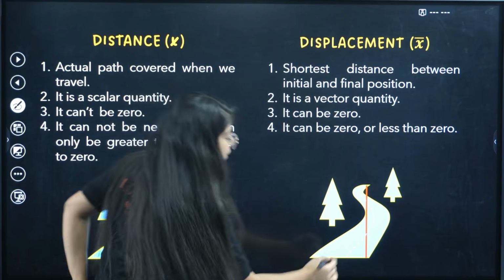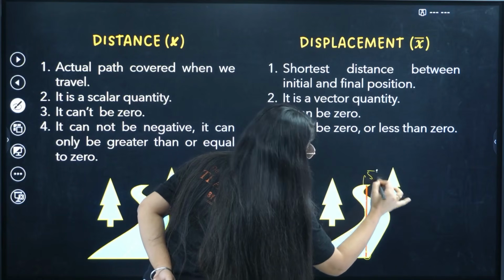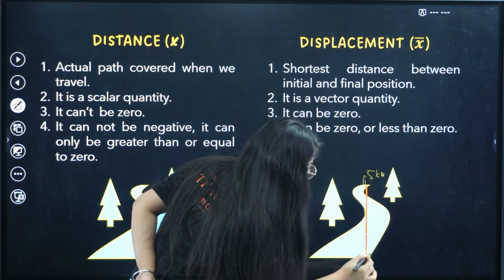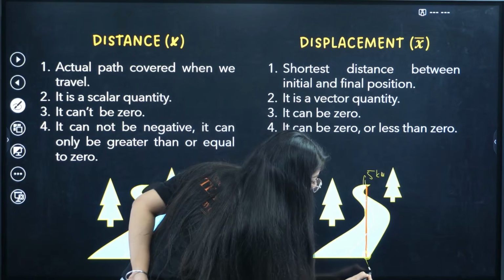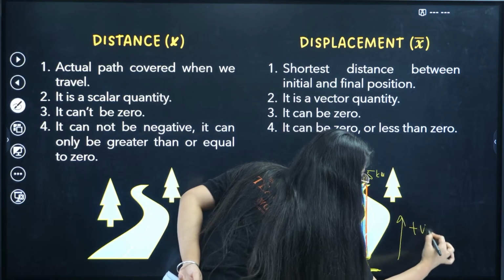Say I started from here. Okay, I started from here and I went till here. This was 5 kilometers. Then I came back. So now my displacement is 0. But I keep on going and I go to this point. So this was the positive distance.